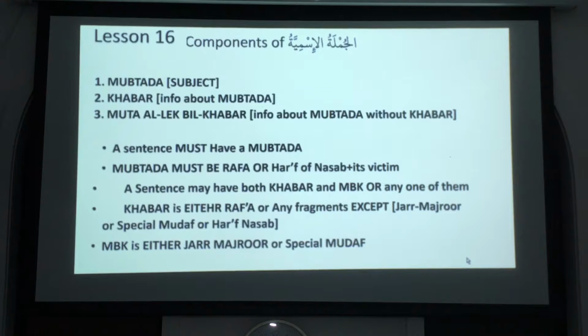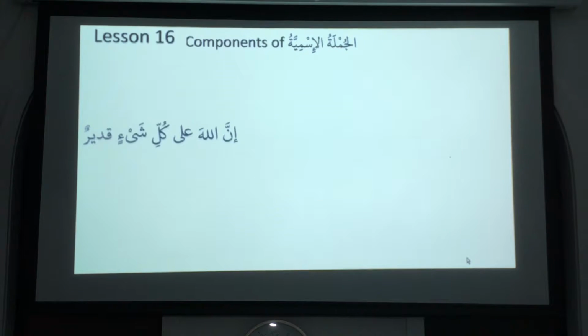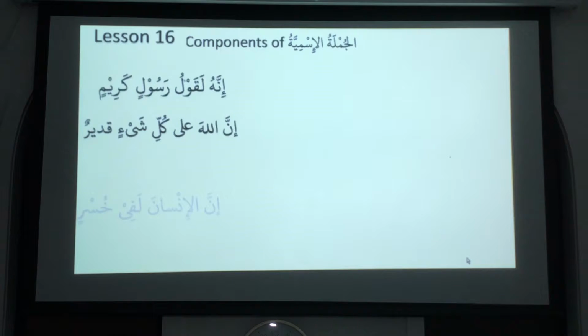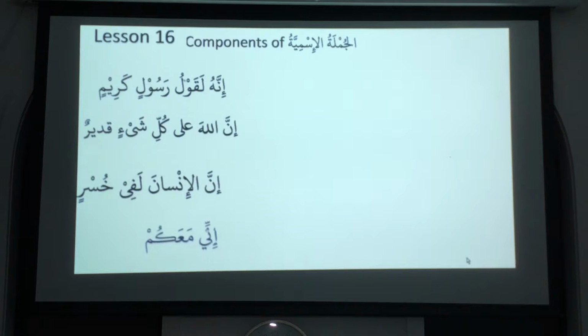So in that sentence, we only had 1 and 3. We had a mubtada and we had a muta'alliq bil khabar, MBK, right? We also did this one, inni ma'akum, definitely I am with you.